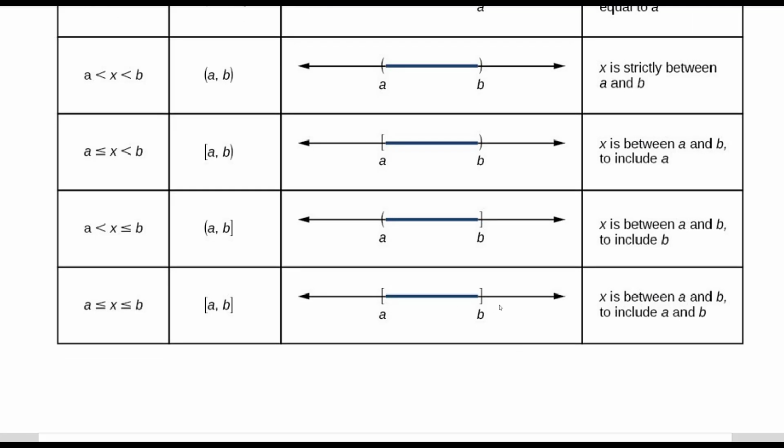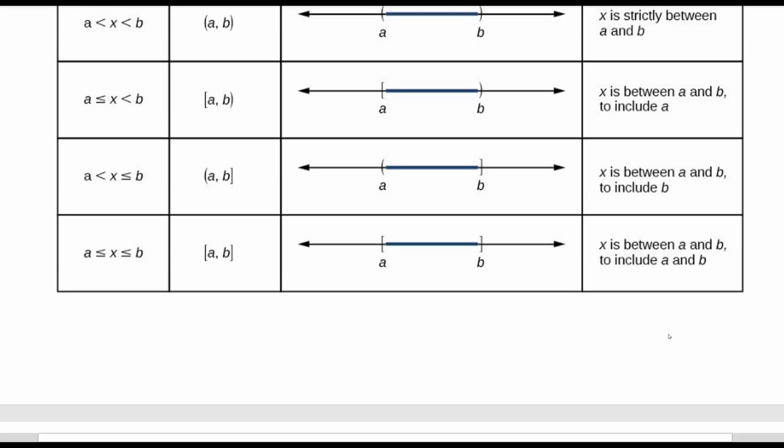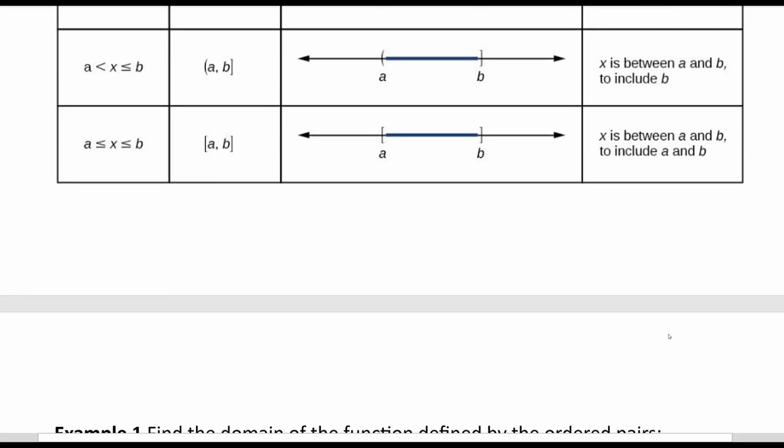And then we have brackets on each end. So a, b, that means we include both the a and the b. So x is between a and b to include a and b. Or it might just say inclusive. X is between a and b inclusive.